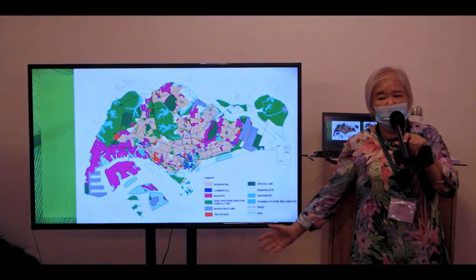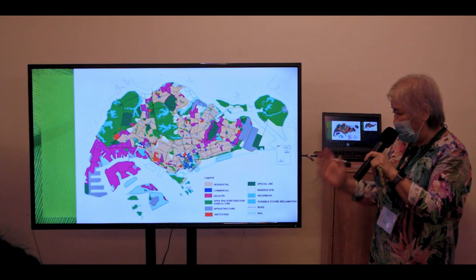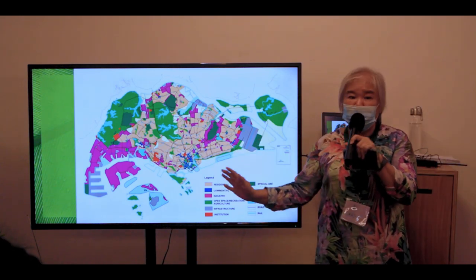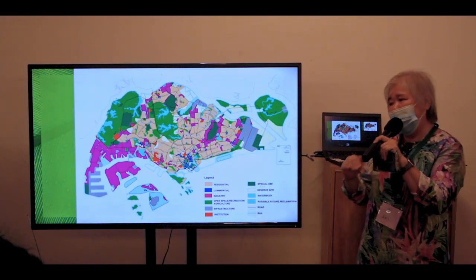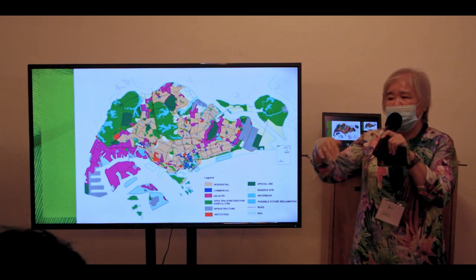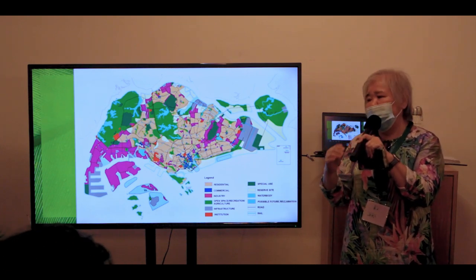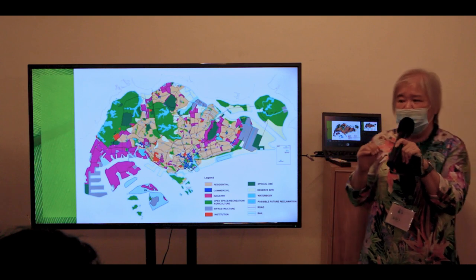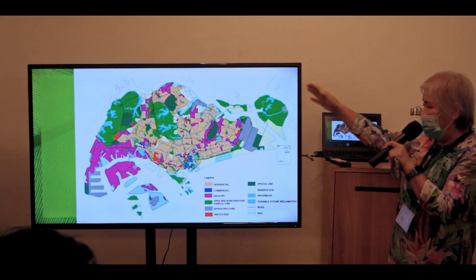This is a concept map that I took from URA. You can go and have a look. This is our development plan. This year, the government is also planning for the next 10 years. Do go in and give your feedback. What kind of Singapore would you like to have? Bear in mind that this is in the plan.